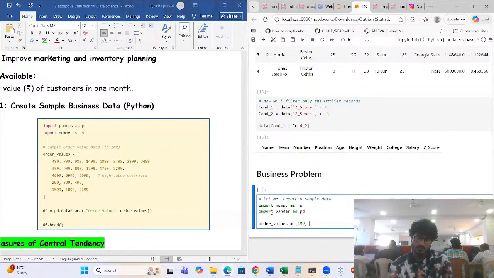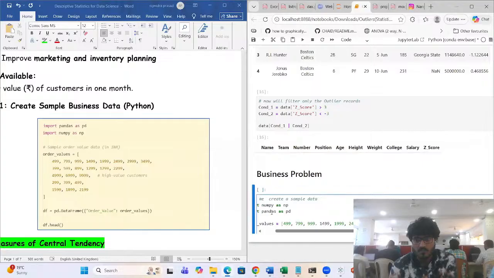4,999. Next, 799. Next, 999. 1,499. Next, 1,999. Next, 2,499. Next, 2,399. And next, 3,499. Next, 399. Next, 599. Next value, 899. Next, 1,299. Next, 1,799. And next, 2,299. And the next one is 4,999.